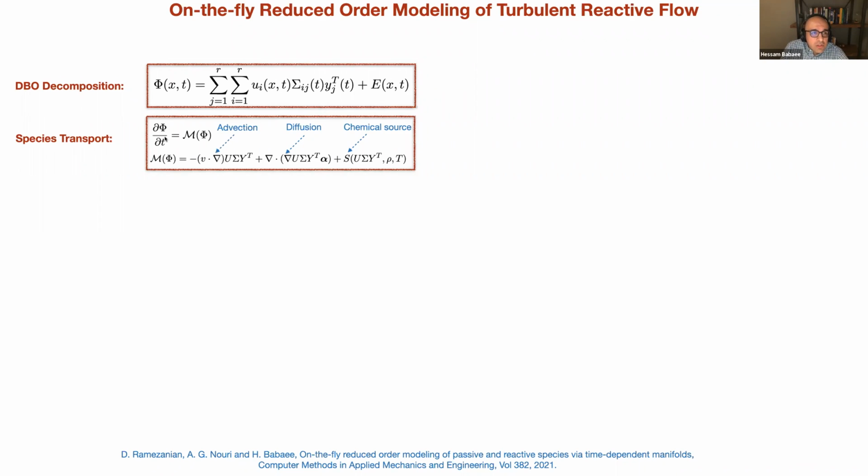If you write the species transport equation, take everything to the right-hand side and call that M. Here you have the transport, this is advection, this is diffusion, and the chemical sources on the right-hand side.